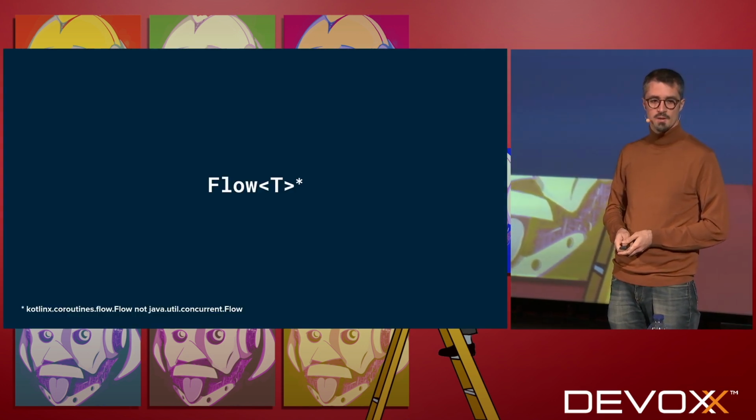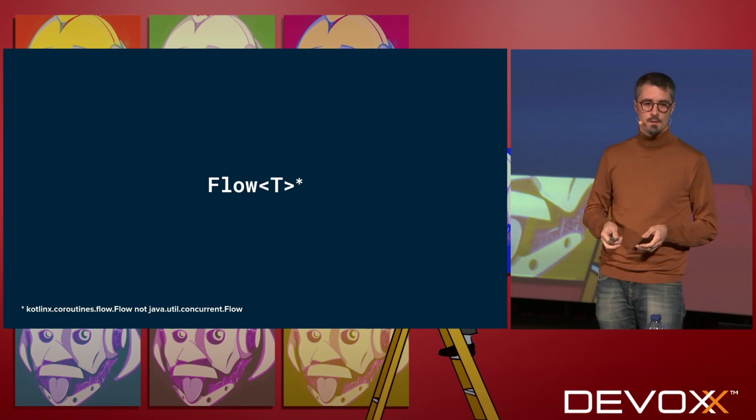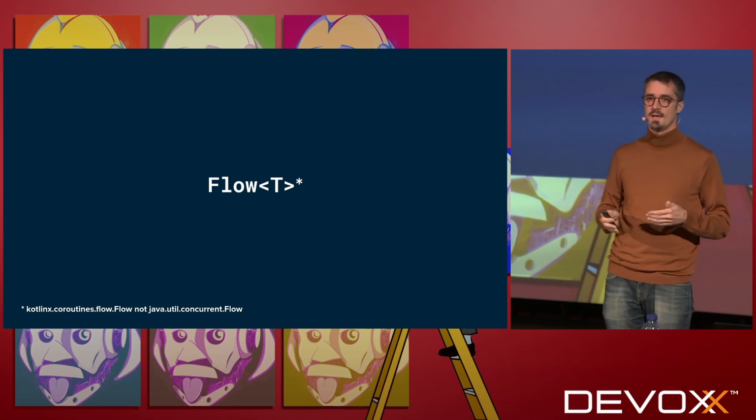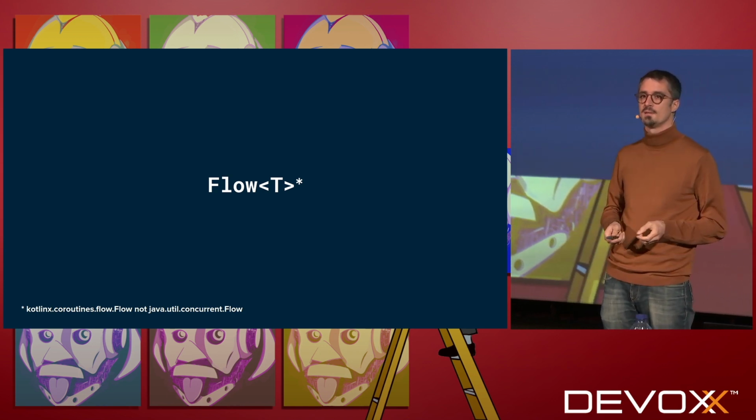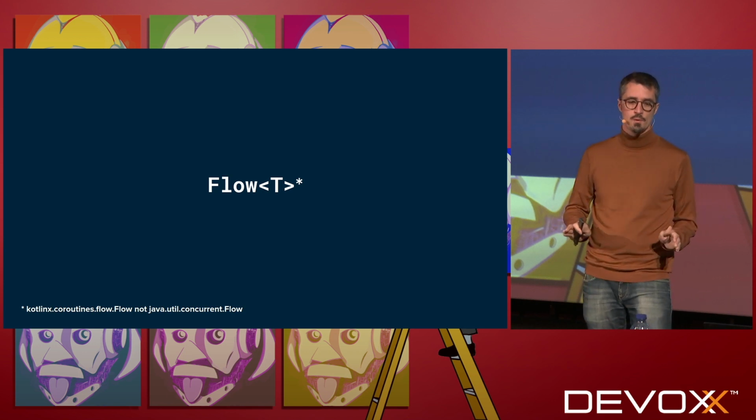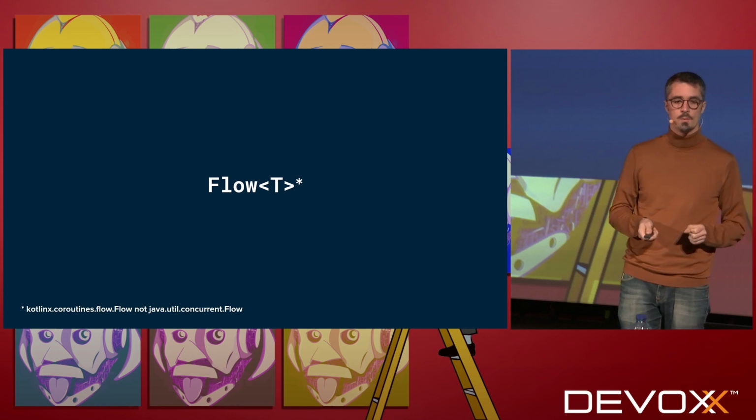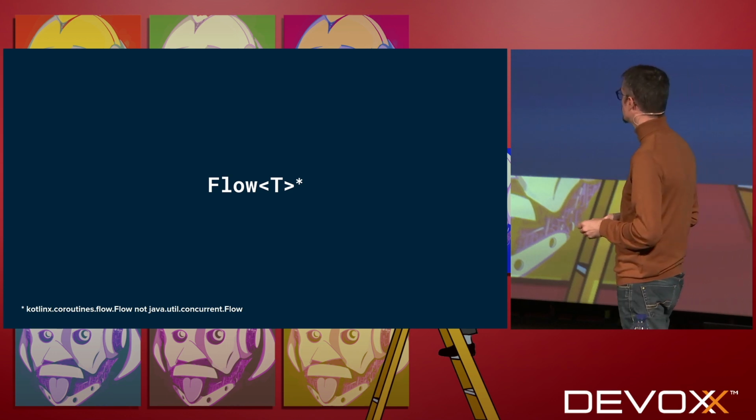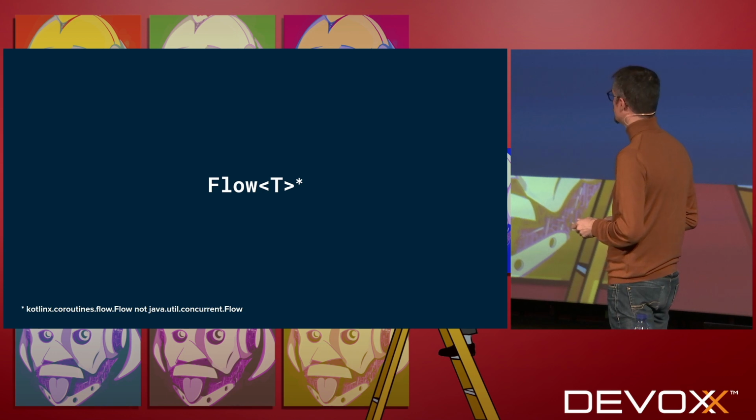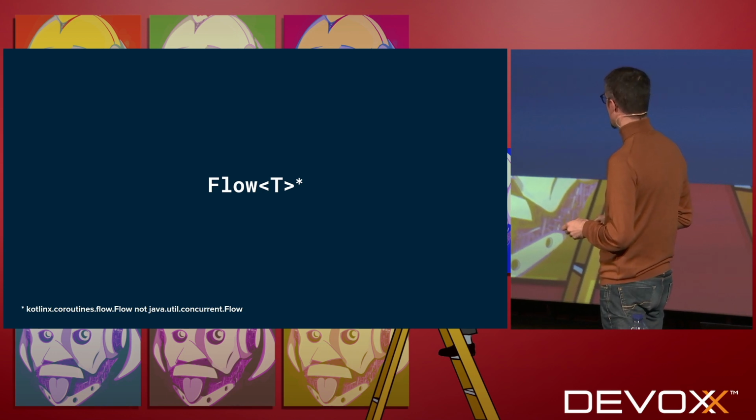The third building block is flow. They chose the same name as the Java 9 Flow, which is the type that includes reactive streams interfaces in Java 9, but that's a totally different beast. So when I refer in this talk to flow, I'm talking about kotlinx.coroutines.flow.Flow, not the java.util.concurrent.Flow one.